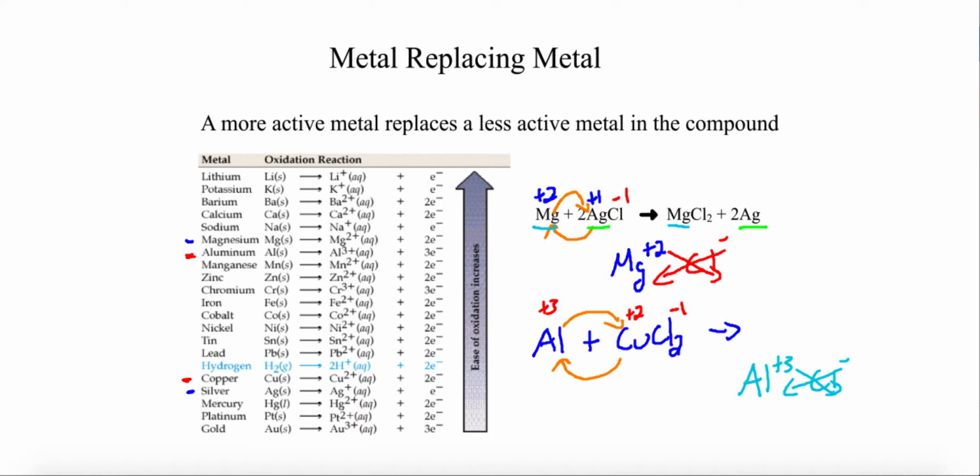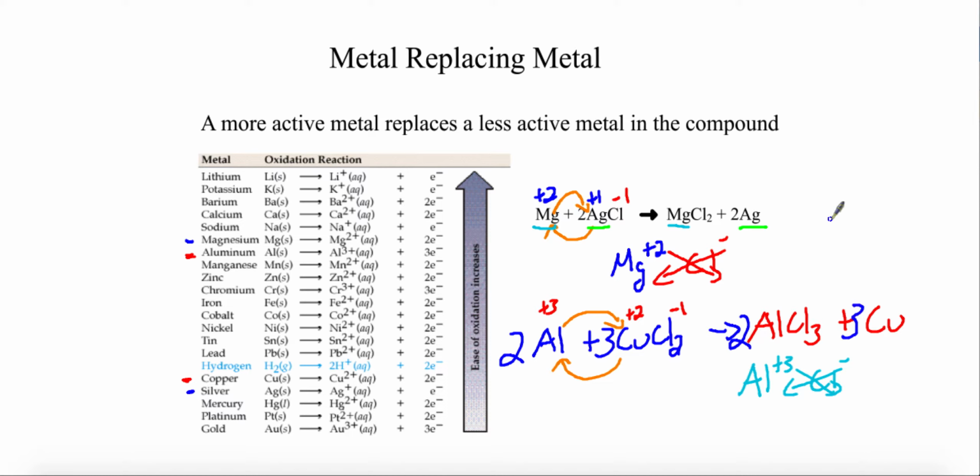Crisscrossing them gives me the product AlCl3. And now, since the copper got replaced, it was removed from the compound. So the copper is going to be alone. And then it's just a matter of balancing this equation, in which our full balanced equation comes to 2, 3, 2, 3.